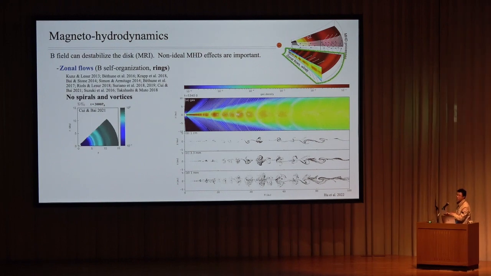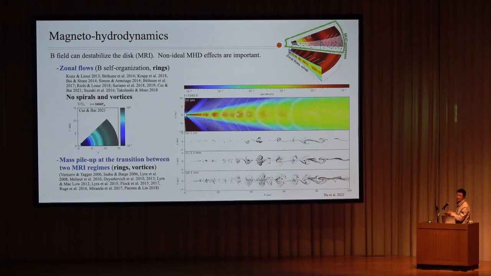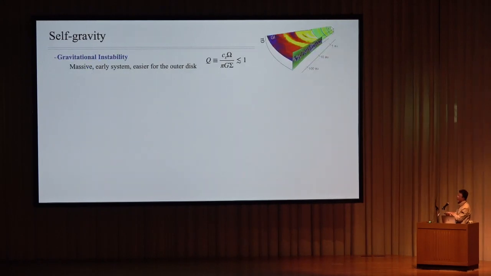Because the non-ideal MHD effect is determined by, or affected by, the disk ionization. And in protoplanetary disks, the ionization varies dramatically from inside to outside. So at some transitions where your ionization changes dramatically, you could pile up mass and form rings or even vortices in disks.